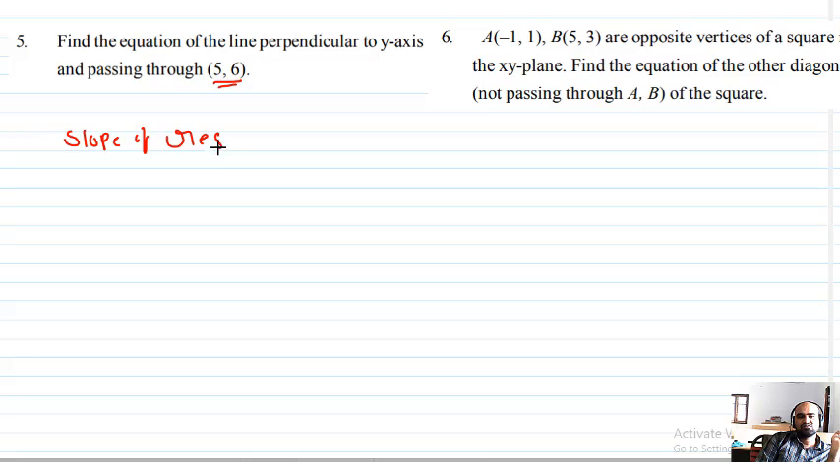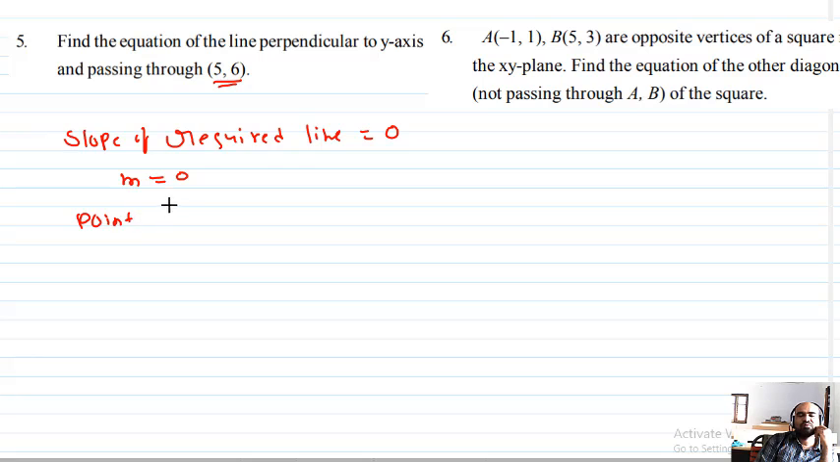I will write: slope of the required line equal to 0. How can we say? Because the required line is parallel to the x-axis. Any line parallel to the x-axis, slope is 0. Slope is given, point is given. By using point slope form I can find it. M equal to 0, point on the line.